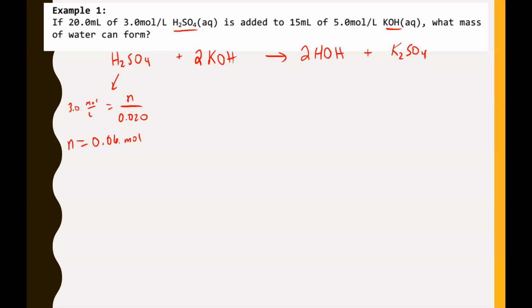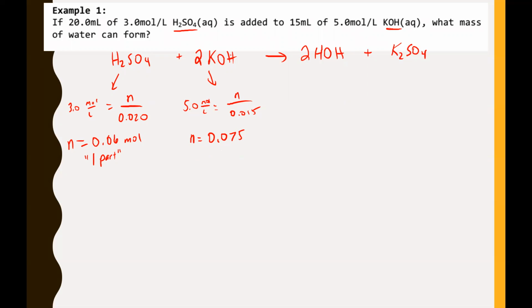And I want us just to take note right here that since there's technically a 1 in front of this, this represents 1 part, or 1 amount, or 1 molar amount, however you want to put it. That'll be useful, okay? Next one, let's find how much KOH we have. We know we have 15 milliliters of 5.0 moles per liter, so we'll say 5.0 moles per liter equals some number of moles, I'll call it n again, over some number of liters, which is going to be 0.015. Multiply that over, and you're going to find n is equal to 0.075.